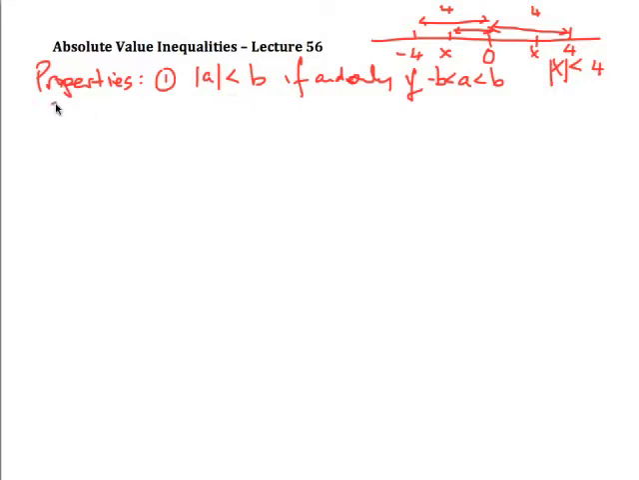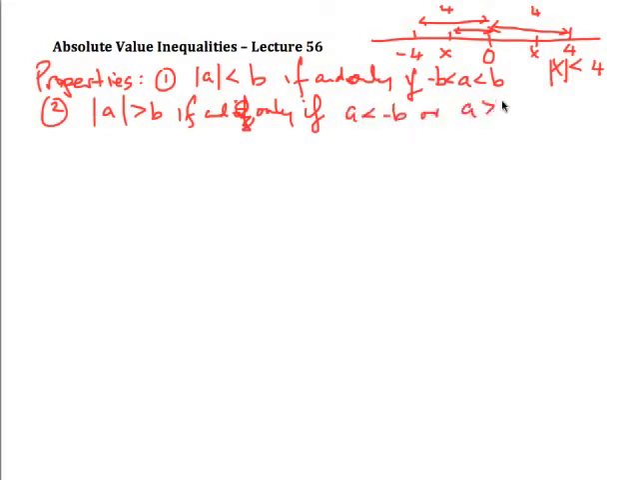Secondly, number 2, if the absolute value of A is greater than B, or greater than or equal to B, doesn't really matter, this is true if and only if A is less than negative B, or A is greater than positive B. So notice we have 2 inequalities to look at here. So let's do an example.